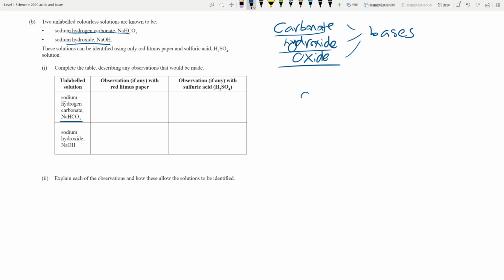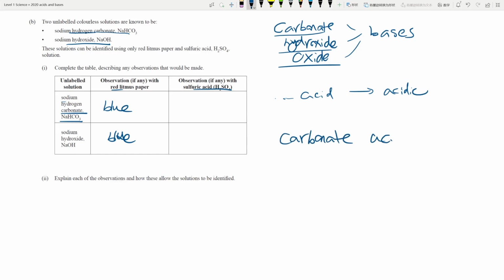If it's something like hydrochloric acid or sulfuric acid, these are obviously acidic. Whatever the other things are, the leftovers are neutral. So with red litmus paper, this will go blue. This will go blue because they're both alkaline, they're both bases. But if you react this with sulfuric acid, carbonate plus acid is going to give you salt, water, and carbon dioxide.